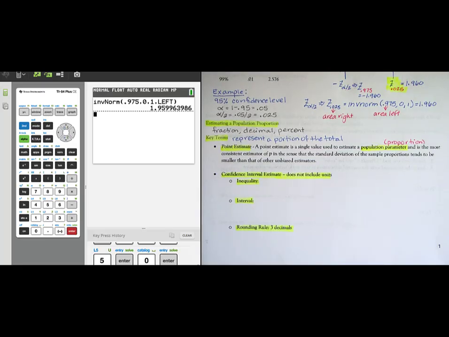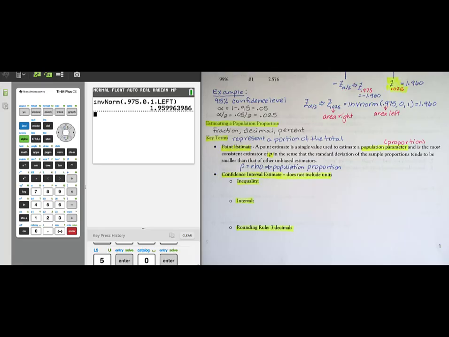This point estimate is the most consistent estimator of P. And this P is actually called rho. It's a Greek letter that stands for the population proportion, and that's the variable notation you're going to use anytime you want to discuss the population proportion. The point estimate is the estimator for that population proportion, and the reason we use it is because it's the most consistent of any of the other unbiased estimators.